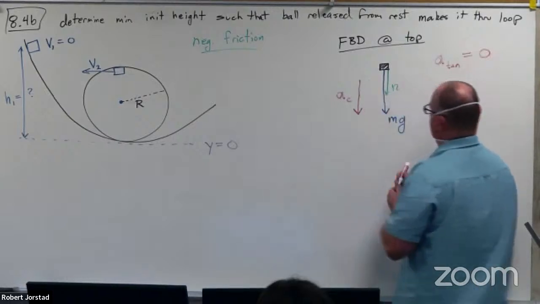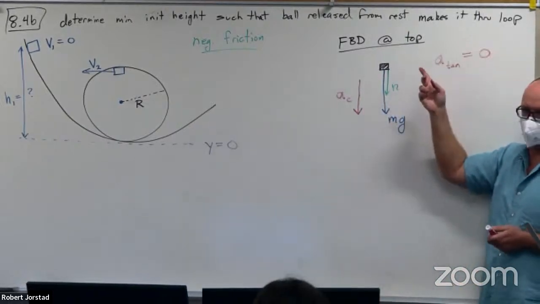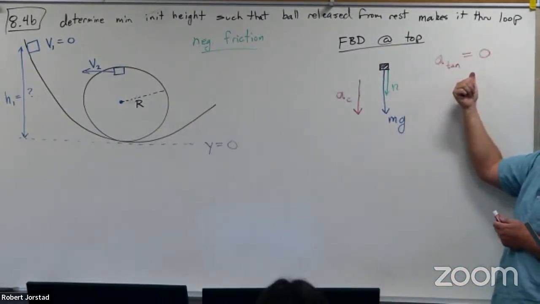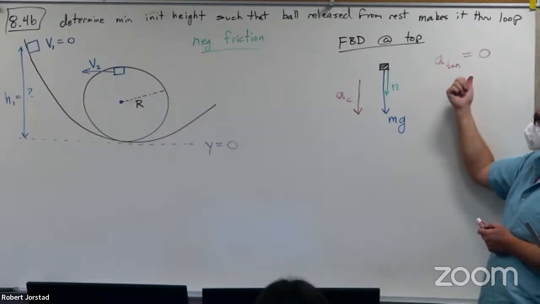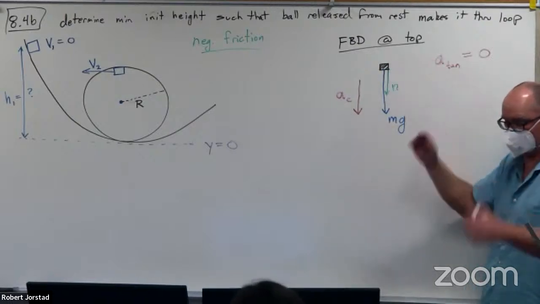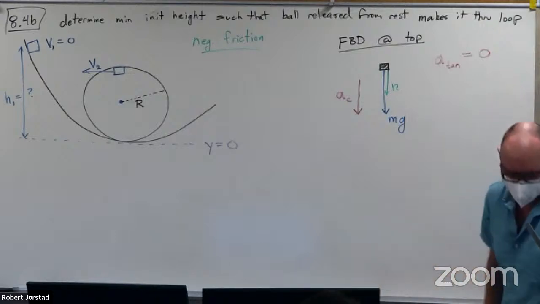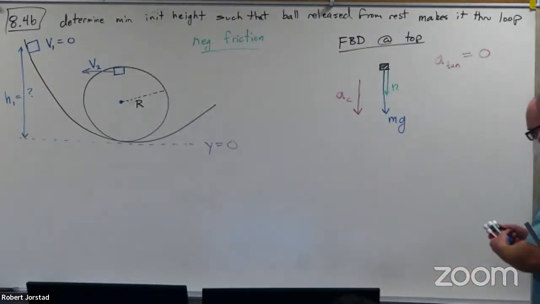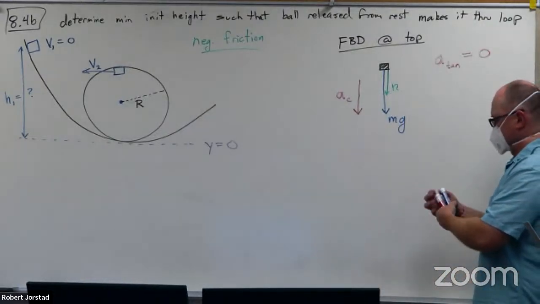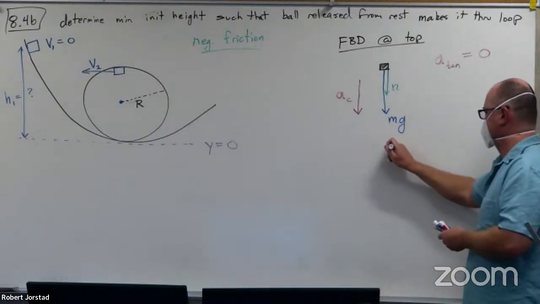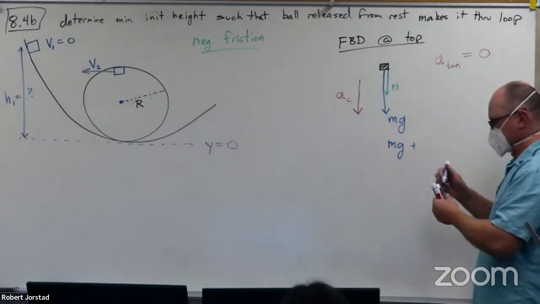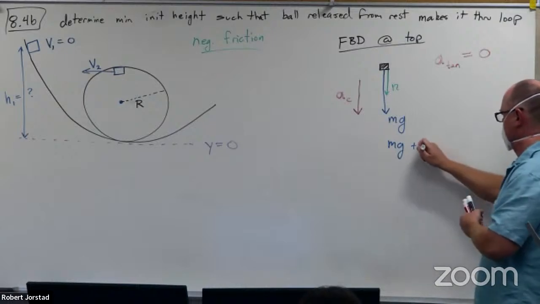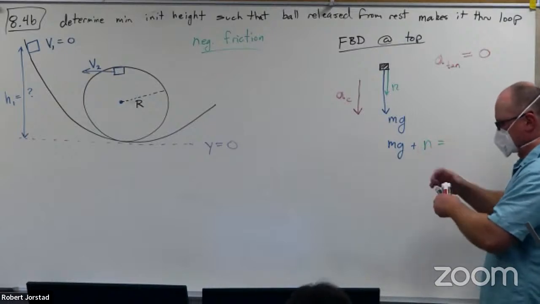Do I need to worry about forces left or right? They balance, even if there are forces, right? If a tangential is equal to 0, even if there were forces left or right, I don't need to worry about it. Give me a force equation. Somebody, anybody. MG plus N is equal to m a centripetal, which is equal to the net force.